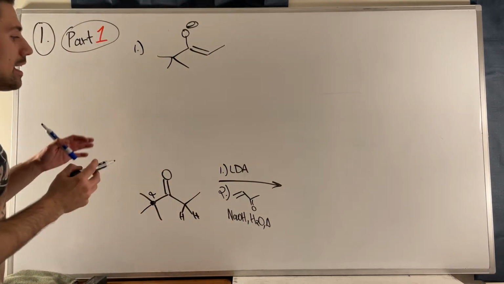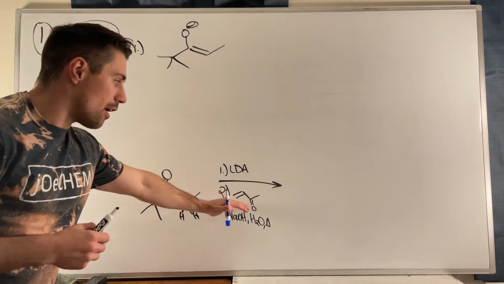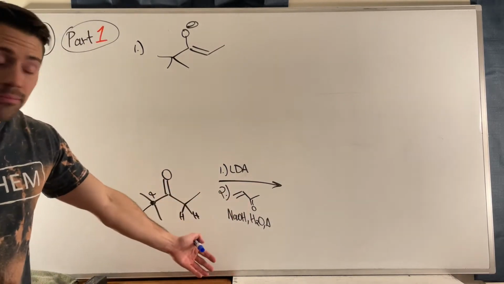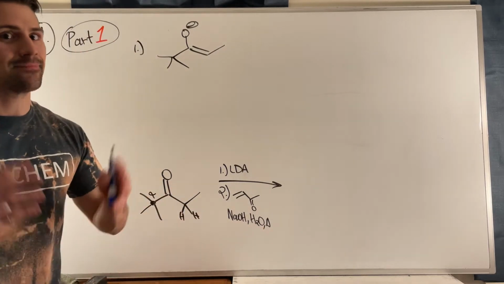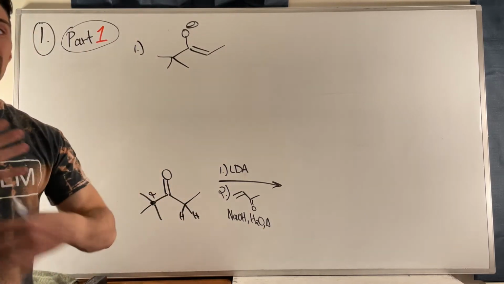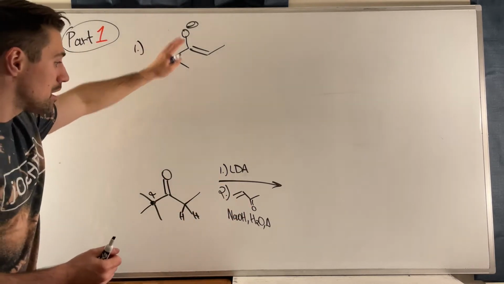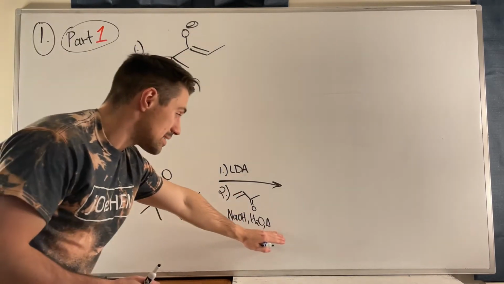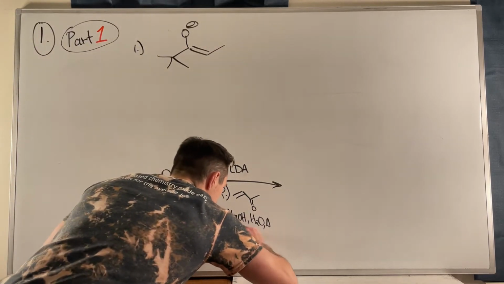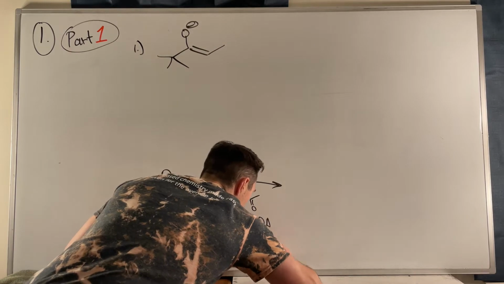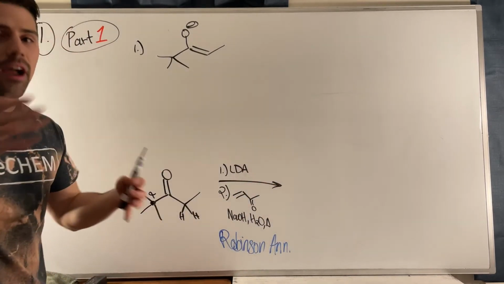Okay, now what you can see here, we see an alpha beta unsaturated ketone, or an enone, and then we see NaOH, H2O, and heat. What this is suggesting is that we have an enolate, we're going to do a Michael addition, but it's not going to stop there. These are conditions for a Robinson annulation.